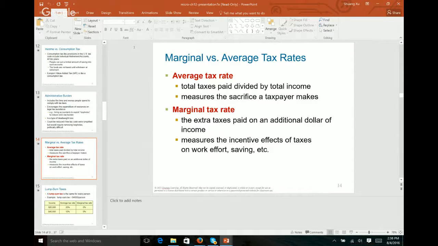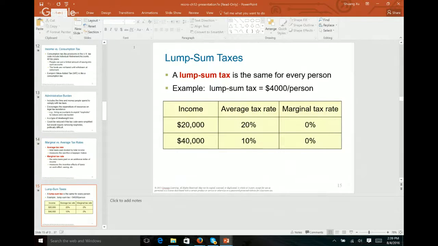So suppose on the test you see a table; more than likely the table will be listed in the marginal tax rate. That means in each bracket, in each level of income, if you make one more dollar, how much do you keep and how much do you pay in tax? That's called the marginal tax rate. The average tax rate is your total tax paid divided by the total income. Lump sum is the same for every person.